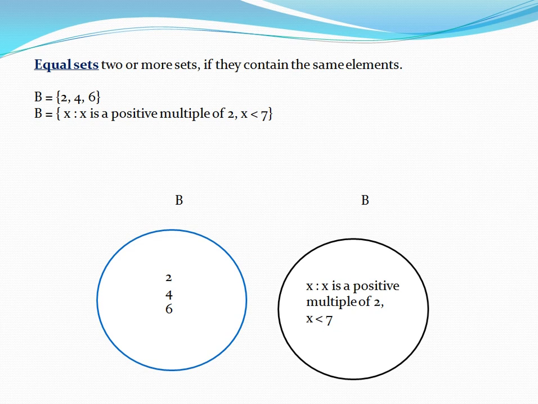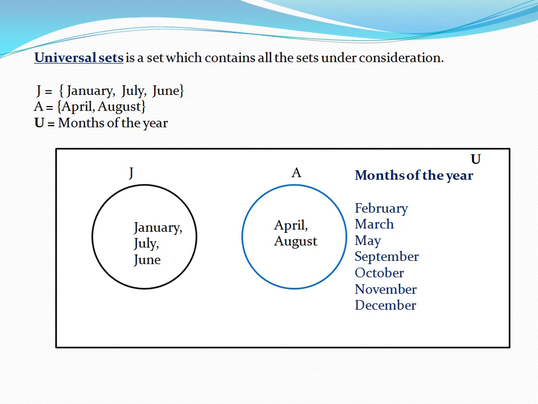Equal sets: two or more sets if they contain the same elements. It must be the same, so it is called the equal set. Universal set is a set which contains all the sets under consideration. J set has January, July, June. A has April and August. U shows the universal set which contains the months of a year, as we know: January, February, March, April, May, June, July, August, September, October, November, December. So we write each and every month over there. Just write the J set elements in J, the A set elements in A, and the rest of them in U.